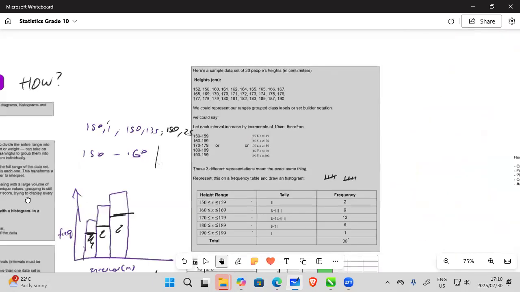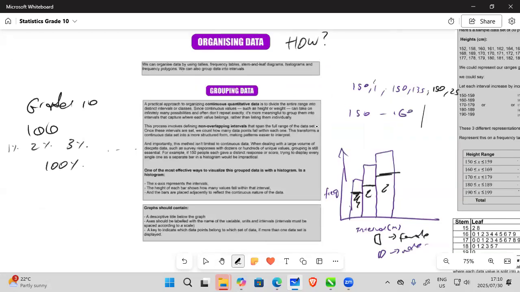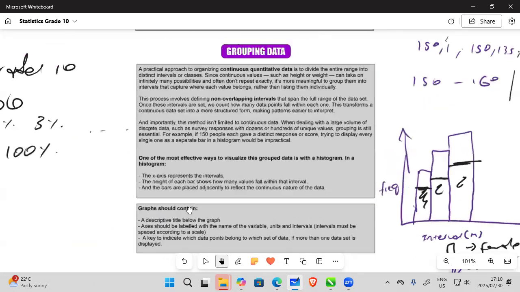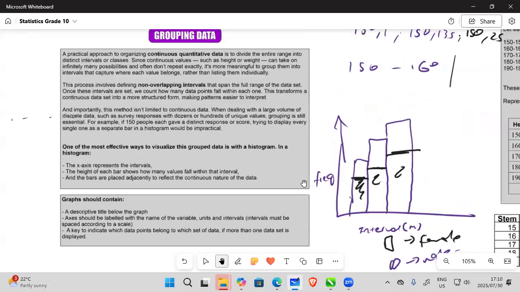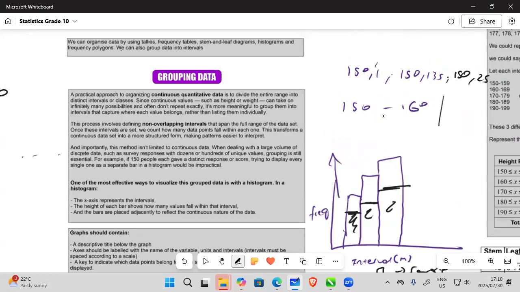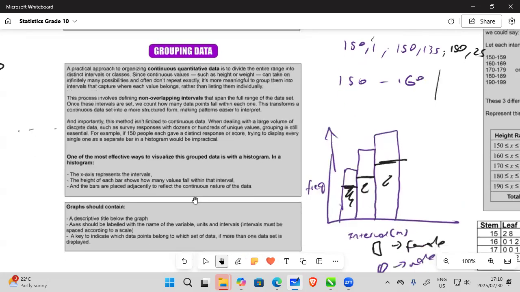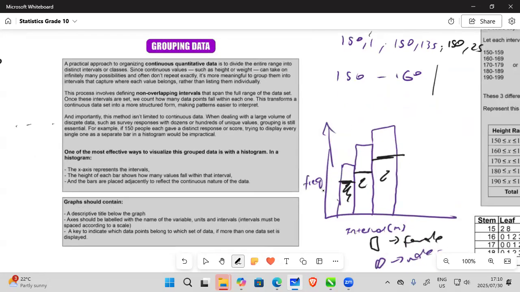So now we've finished learning how to organize the data. How do we organize it? Using grouping of the data. Now we're going to talk about visualizing it. How do we do that? Using a histogram. The x-axis represents the intervals. So you see these intervals that we created, like 150 to 160, 161 to 170. We put them here: interval 1, interval 2, interval 3. Okay, guys? And then on your y-axis, we'll have what we call the frequency.